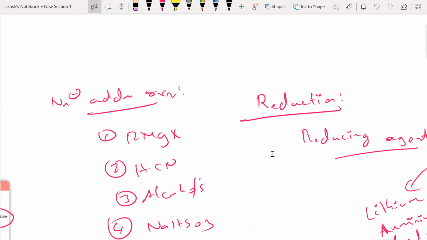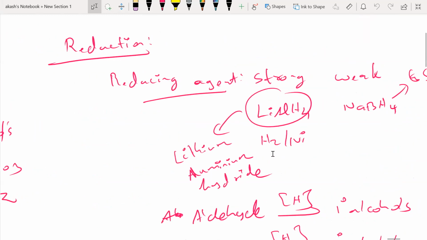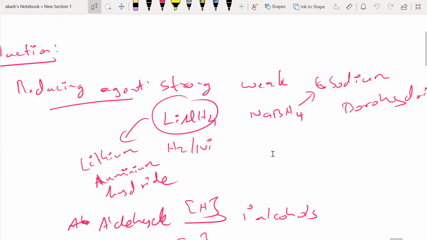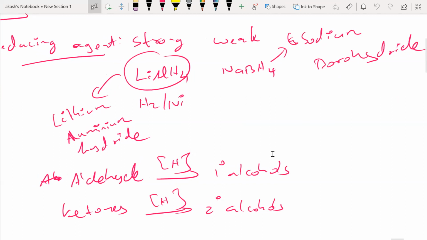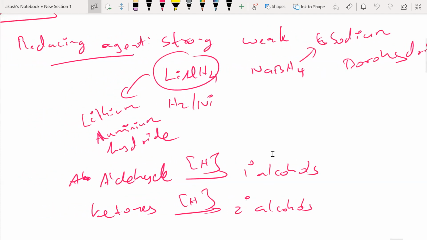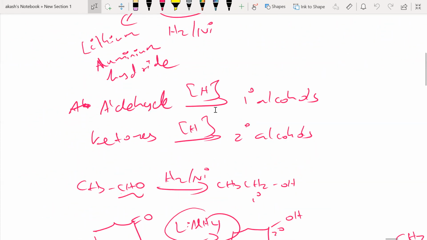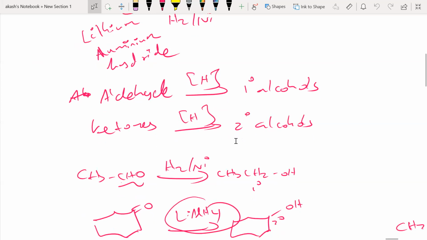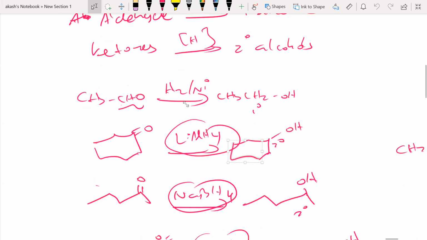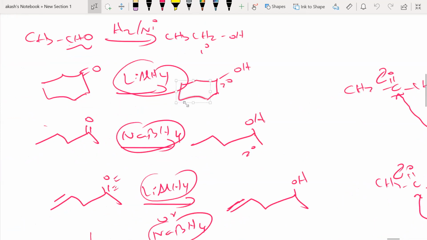Okay, so then we went on to see the reduction reaction, right? So your aldehydes and ketones can be reduced to your corresponding alcohols, all right? Then we have strong reducing agents and weak reducing agents. LiAlH4 is an example of a very strong reducing agent. NaBH4 is another example, for a weak reducing agent, right? Whether you have aldehyde or ketone, aldehyde on reduction will give you primary alcohols, ketones on reduction will give you secondary alcohols, right? But there is a specialty about NaBH4 and LiAlH4.